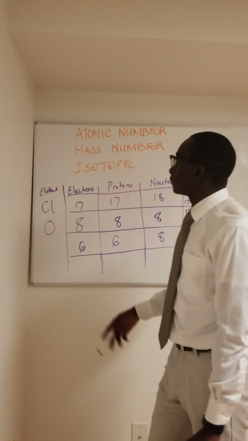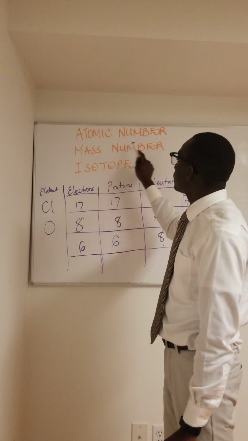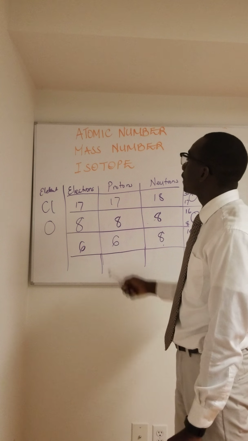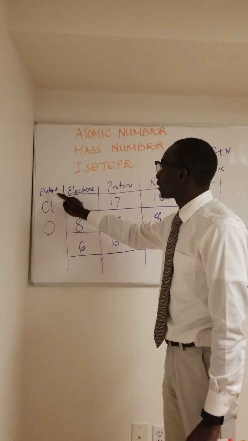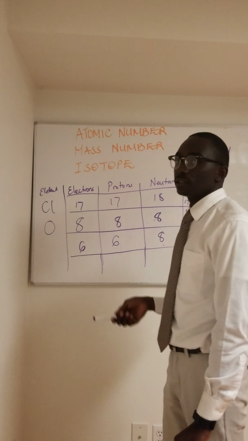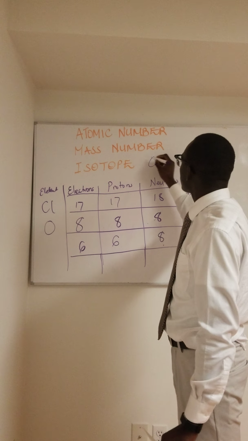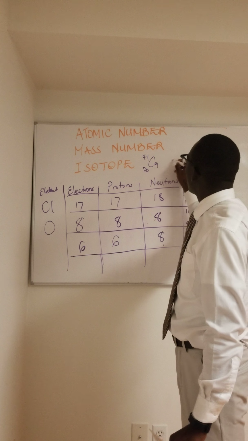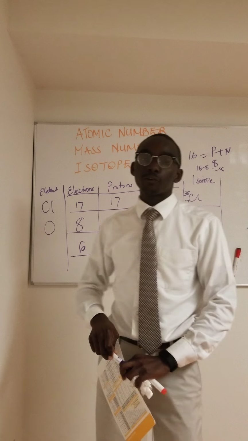Just a recap: atomic number is the number of protons, mass number is the number of protons plus neutrons, and an isotope is an element with the same atomic number but different mass numbers, just like we saw with calcium 41 and calcium 40.